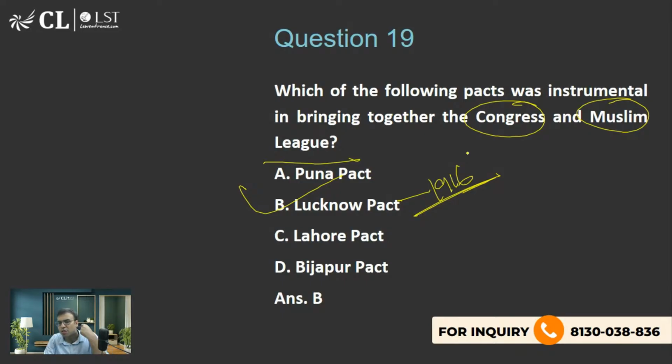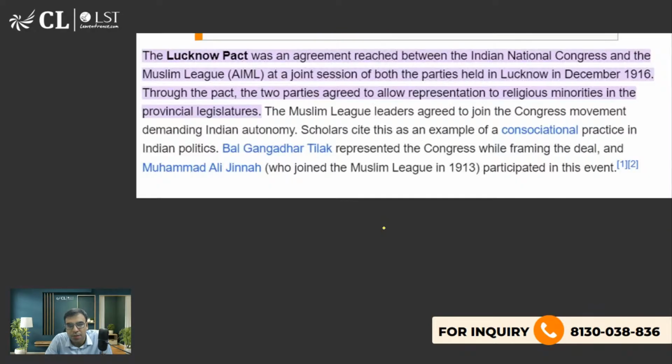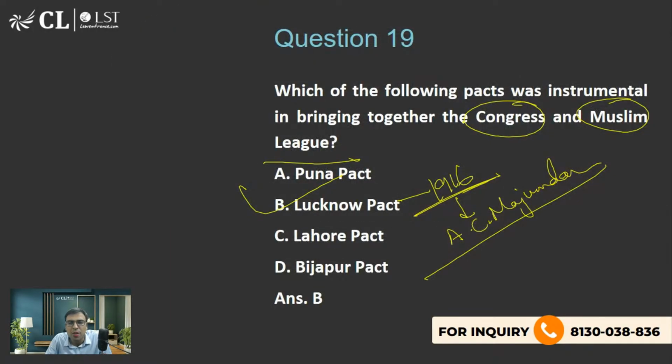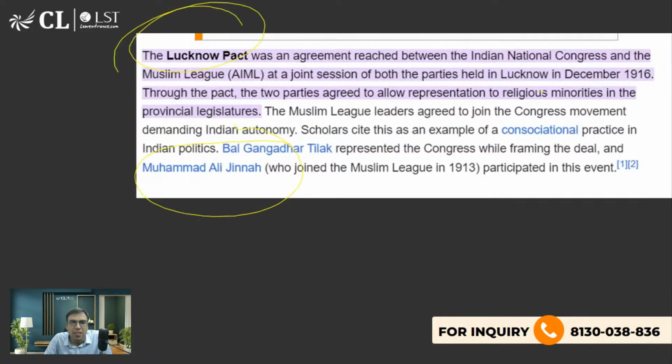It was quite famous, I'm sure you must be aware. And the president was A.C. Majumdar. So B is the right answer. Lucknow Pact, All India Muslim League, etc. Let's move on to the next one. Basically the idea was that there was some sort of rapprochement between Congress and Muslim League. So that's what you should know.